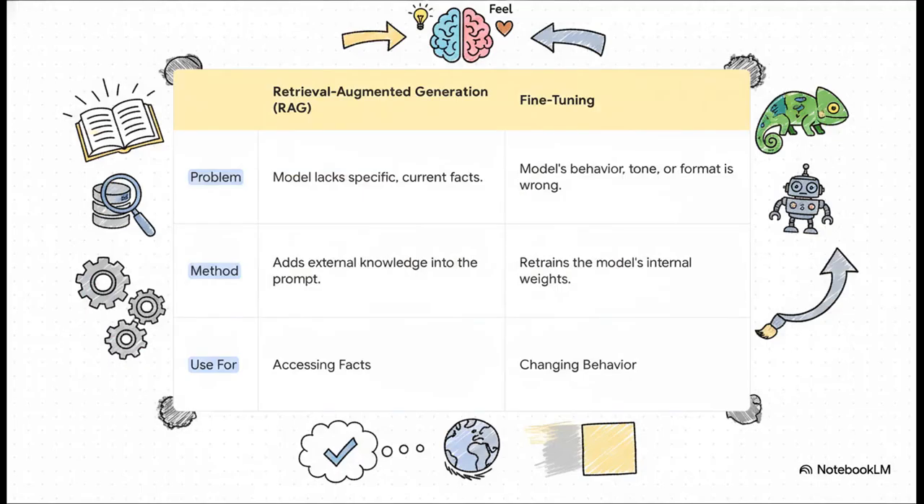The distinction is really simple when you break it down. Use RAG when the model needs to know specific facts. Use fine-tuning when you need to change its behavior. Just remember, RAG for facts, fine-tuning for feel. And yes, you can absolutely use them together.